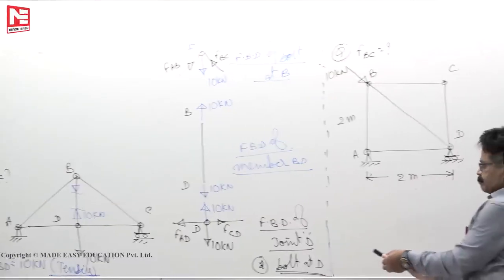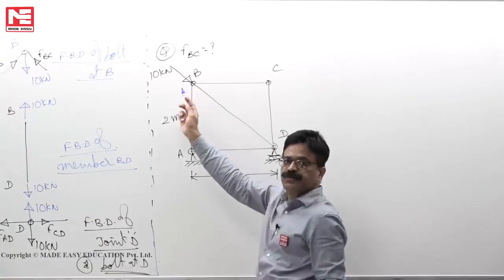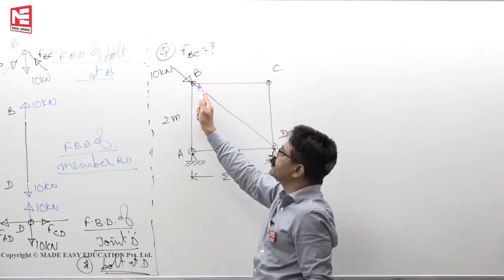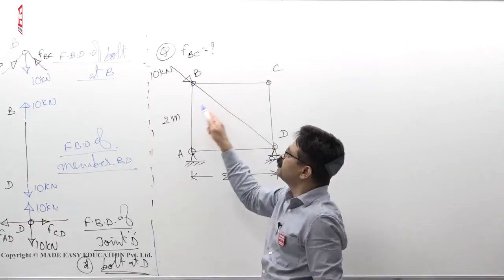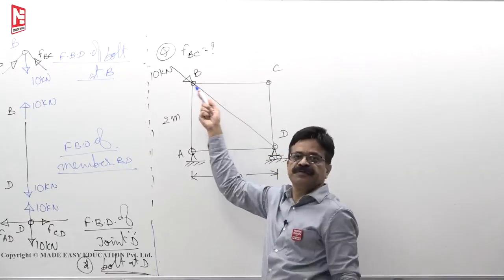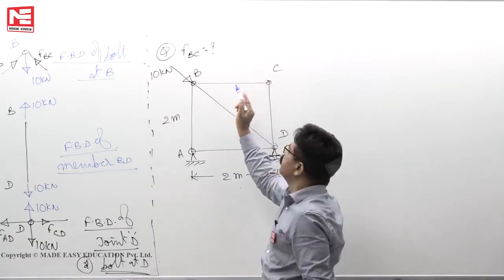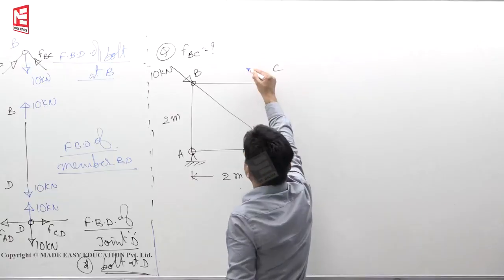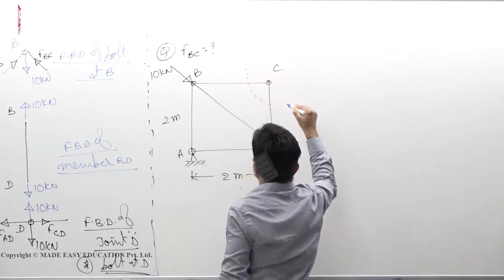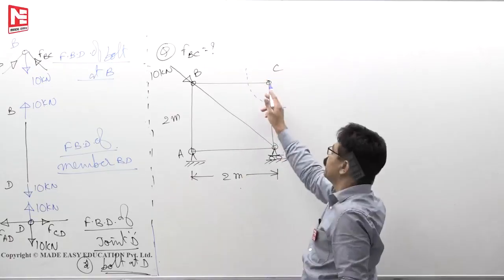Now, here also we cannot take free body diagram of joint B to find BC because 3 unknowns are there. We cannot find because there are only 2 equations of equilibrium. So don't take this one. Other end you see. At C, you can cut it like this. That's the meaning of free body of this joint.